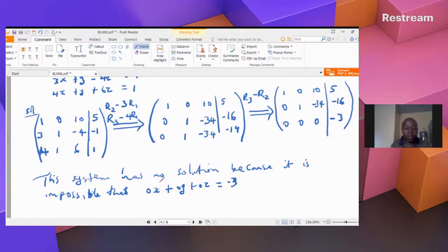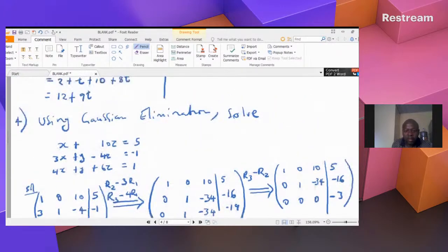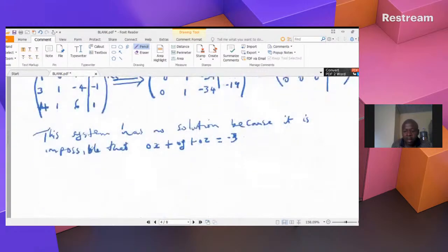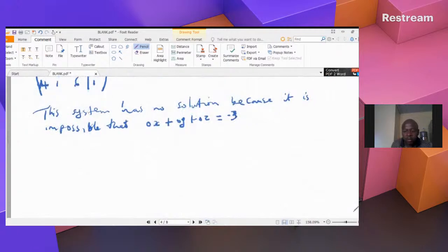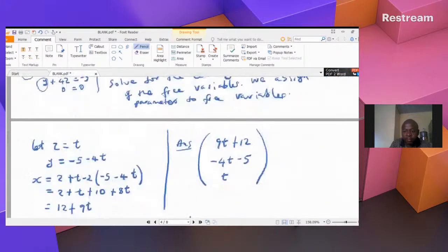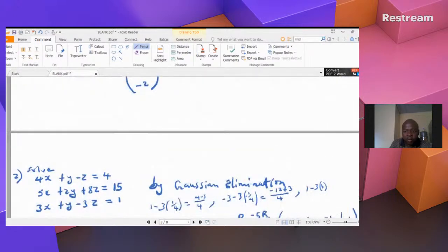So this is the answer to the question. The question was to solve the system using Gaussian elimination, and we've solved it and found out that in fact that system has no solution. What we've seen in our working today is that we can have a system that has a unique solution, like the ones we had in the first two examples.